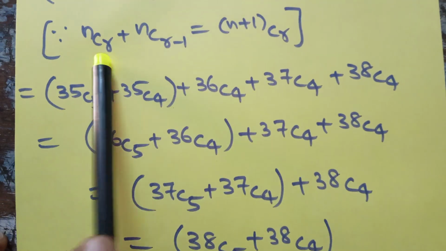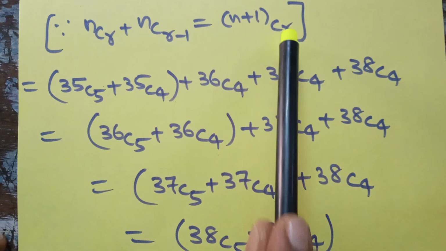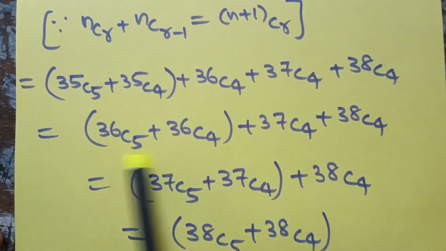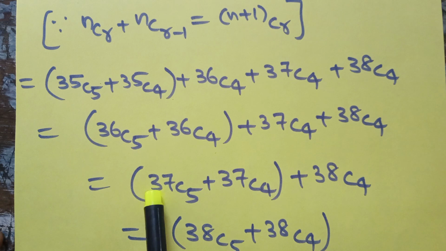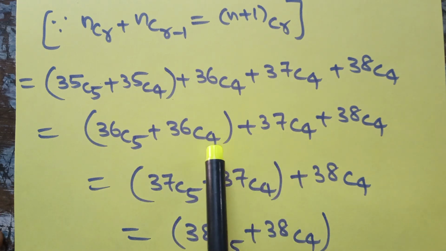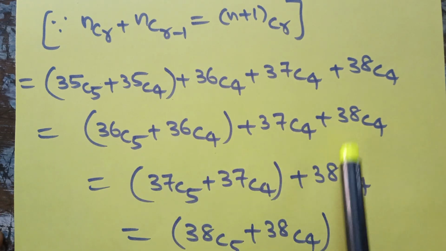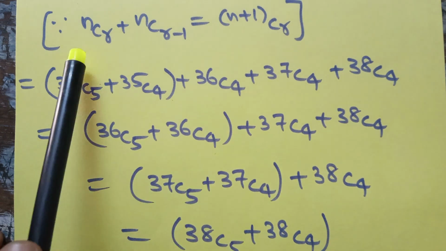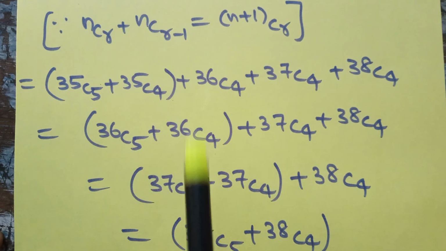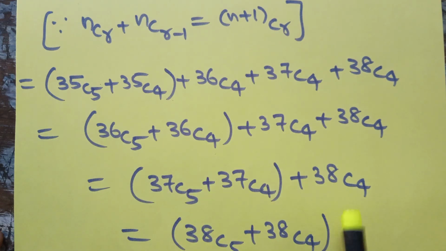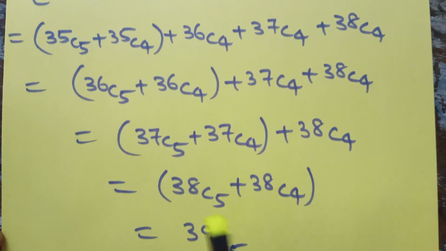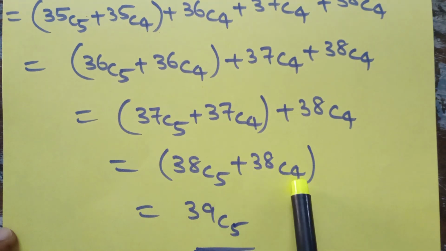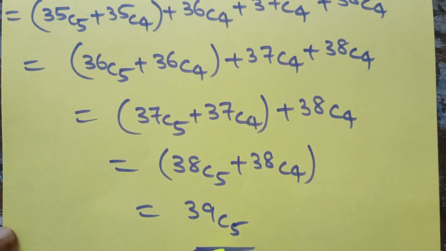Again these are in the form of this formula only. We will get (n plus 1)Cr. According to that, if you simplify this, we will get 36C5, sending this 37C4 inside, and 38C4 writing as it is. So again this is in the form of this formula only. We will get 38C5 plus again sending this 38C4 inside. We will get 38C5 plus 38C4, which is 39C5. Thank you children.